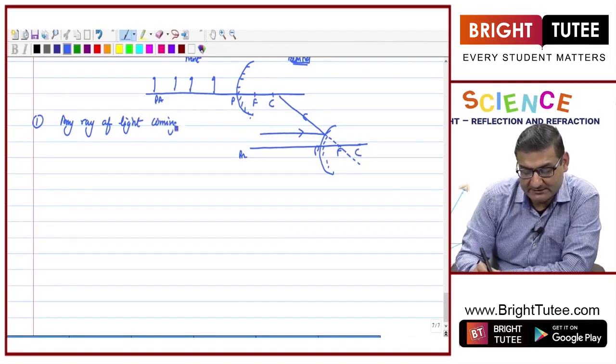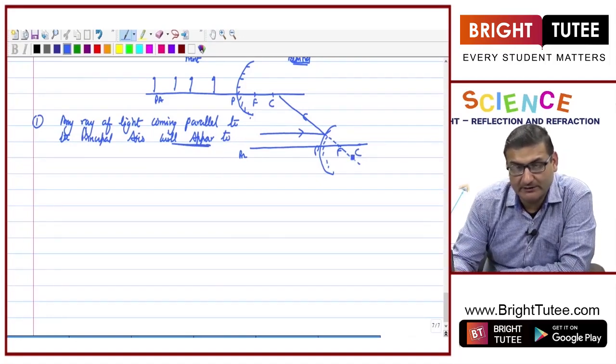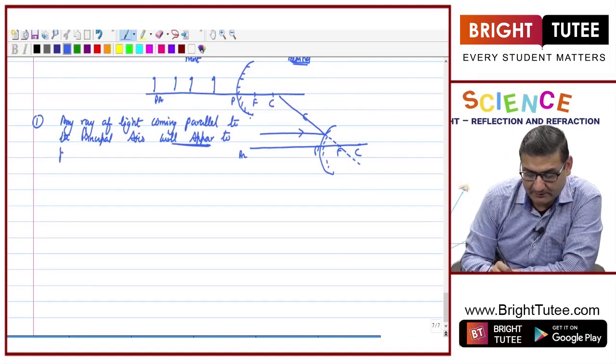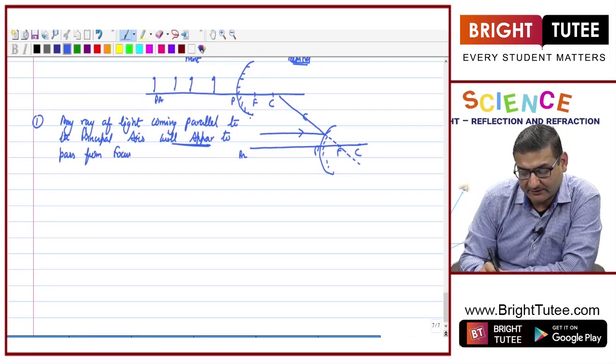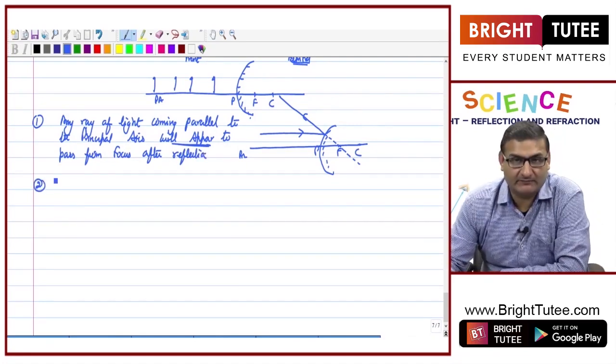So, the first rule says that any ray of light coming parallel to the principal axis will appear to pass through the focus. Appear, why? Because it is not actually passing through the focus, it will appear to pass through the focus after reflection from the convex mirror. This was the first rule that we need to follow.